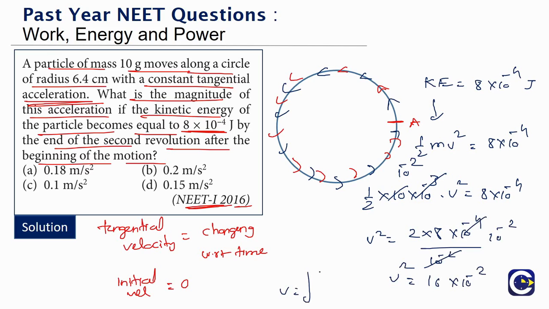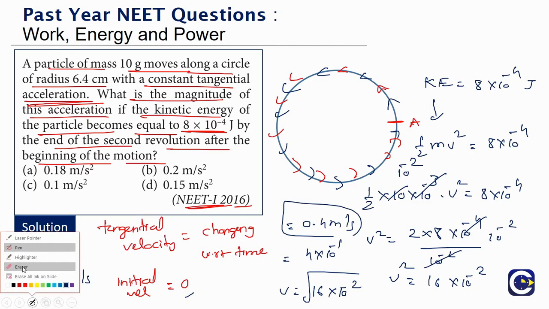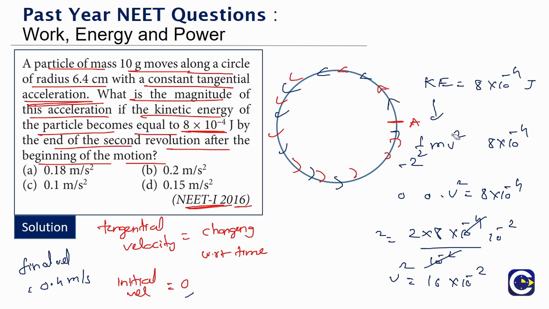So from here V will be equal to the root of 16 into 10 power minus 2, that is 4 into 10 power minus 1, that is 0.4. So initial velocity is 0. Final velocity is 0.4 meter per second after the 2 revolutions.